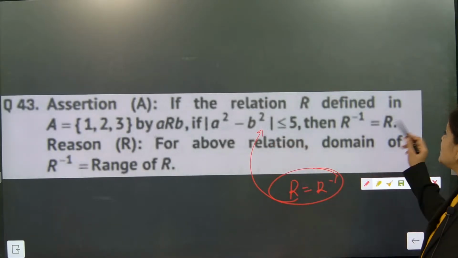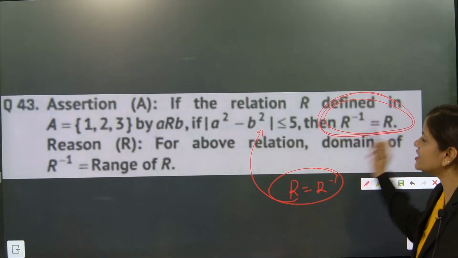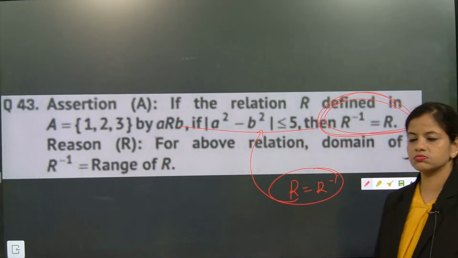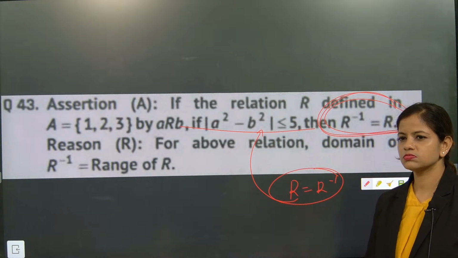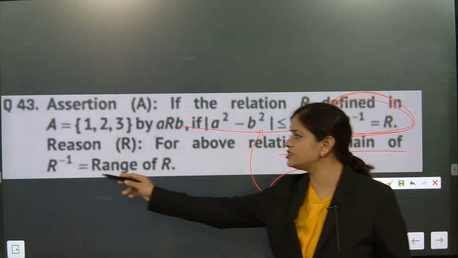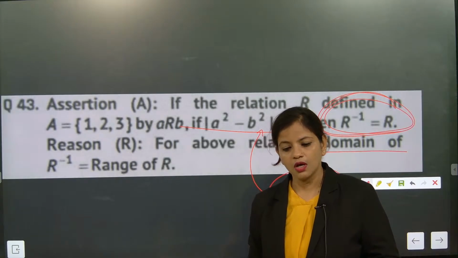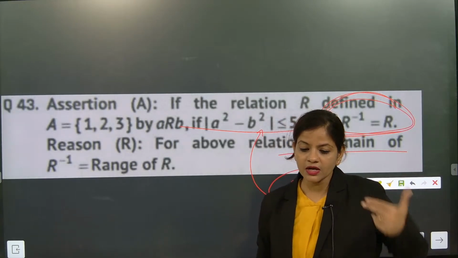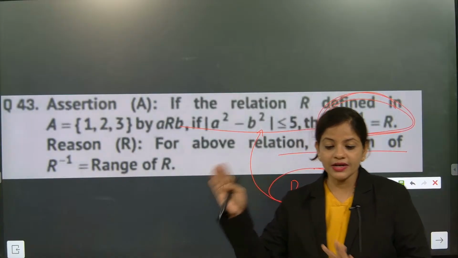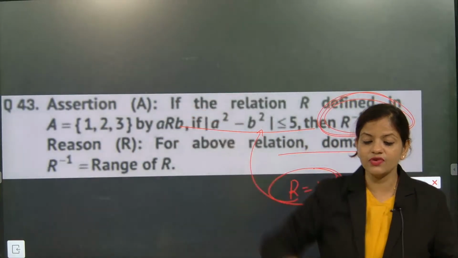Understood? So here the answer is B. Why? This is a condition coming because of this. For the above relation, domain and range, that is true. Assertion is true, reason is also true. But the reason is not explaining why R inverse equals R.